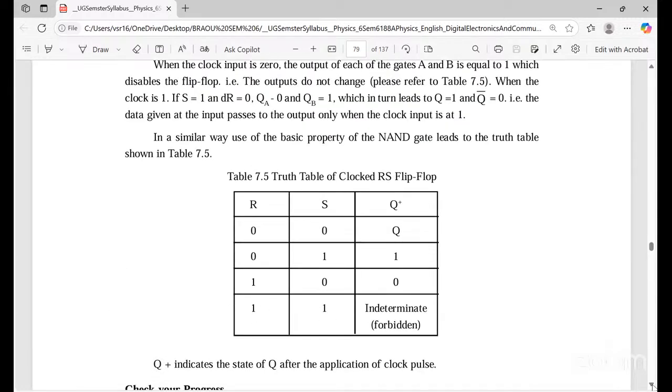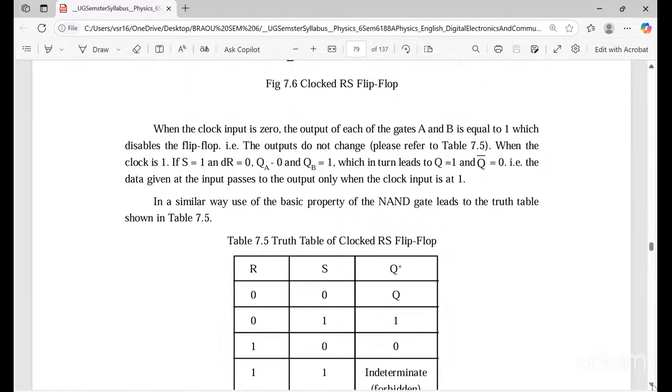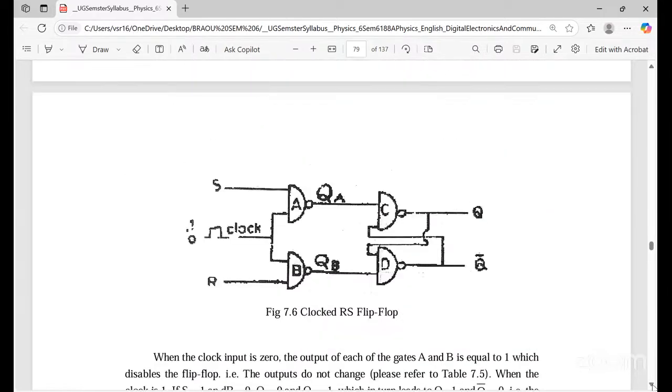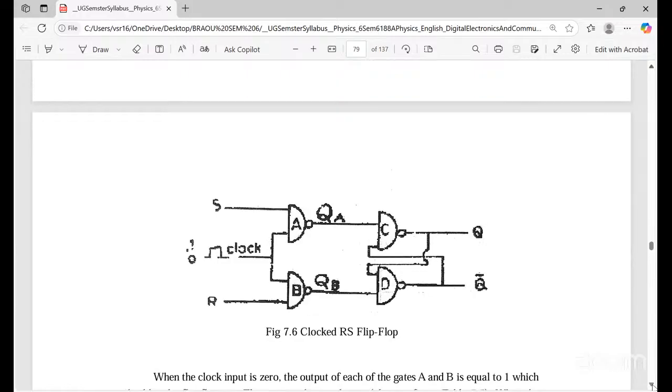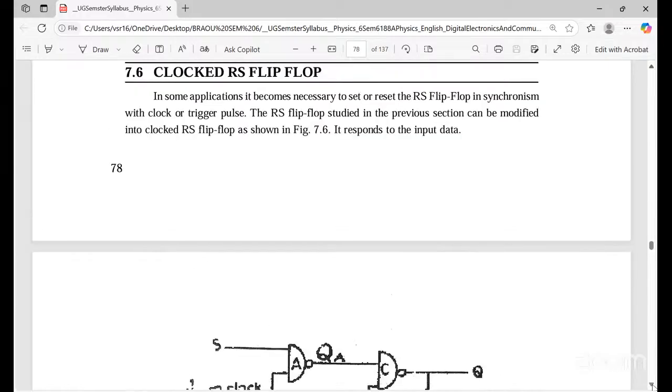Next is the clocked RS flip flop. So you can observe this clock, the RS flip flop.